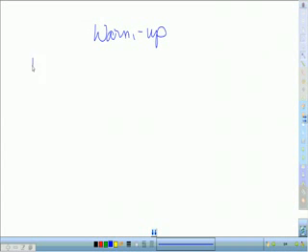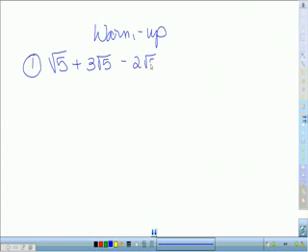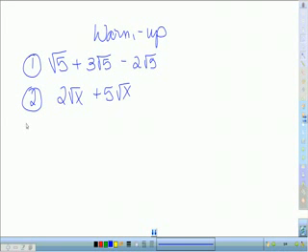We're starting with simplifying radicals today. So the first one's going to be the square root of 5 plus 3 times the square root of 5 minus 2 times the square root of 5. And the second one is 2 square root of x plus 5 square root of x.